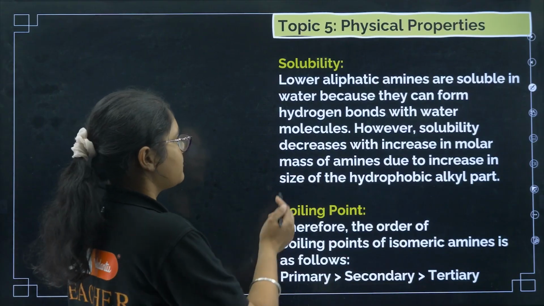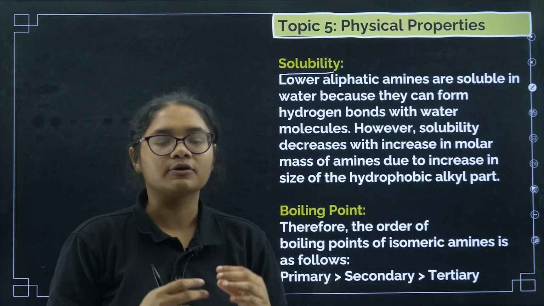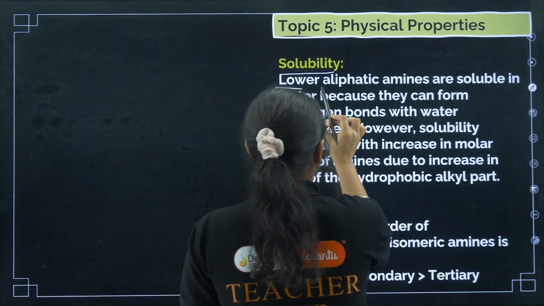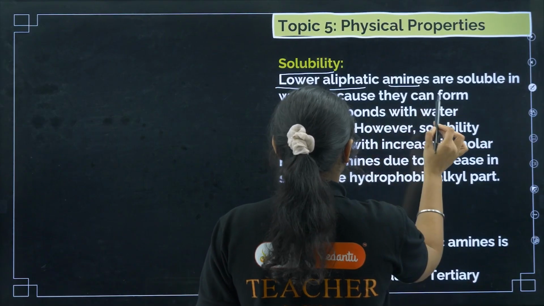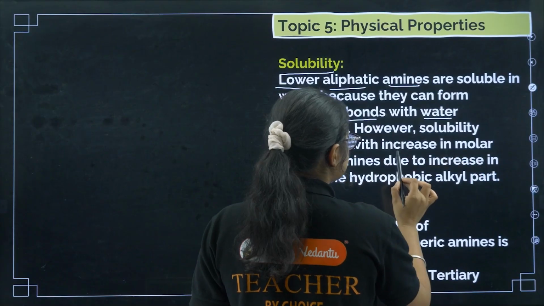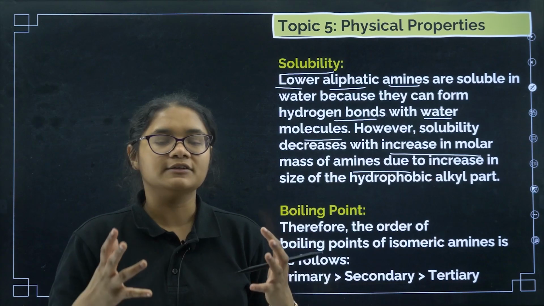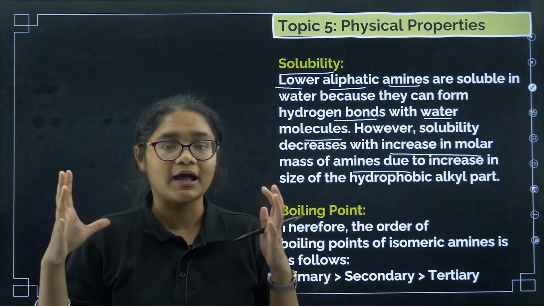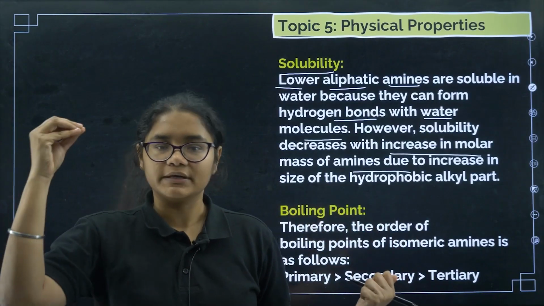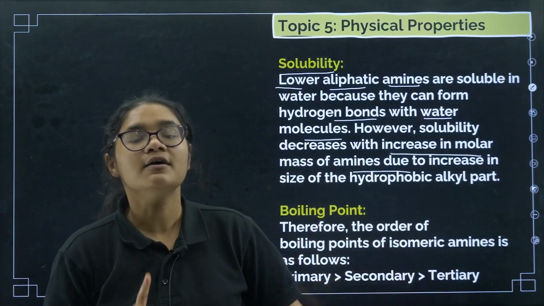So what is there in physical properties? Solubility. Solubility in water will be more because they are able to form hydrogen bonds with water. Lower aliphatic amines are soluble in water because they can form hydrogen bonds with water molecules. However, solubility decreases with the increase in molar mass. So this is common everywhere. Whenever the molar mass or the aliphatic chain or the hydrophobic part of any compound increases in size, the solubility will decrease. Okay, that is a universal law. It is applicable irrespective of the functional group.